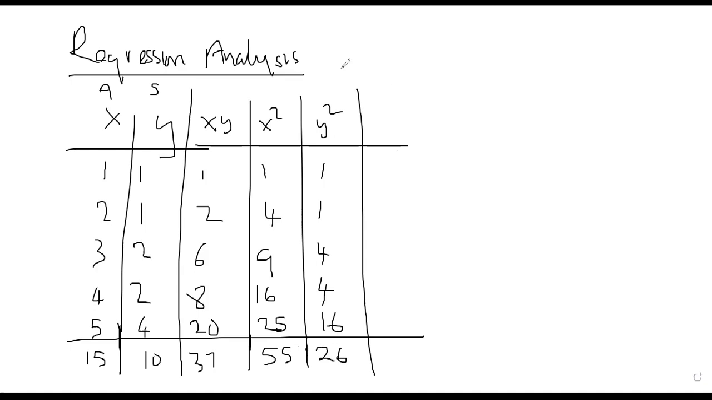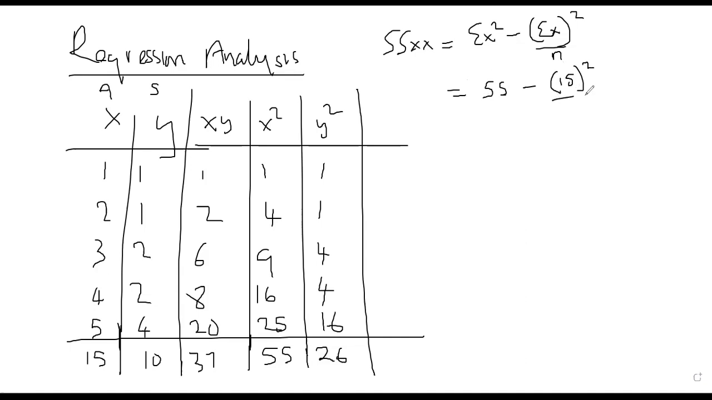So we can find now the sum of squares. So sum of square XX. Summation of x squared minus summation of x to the power 2 over n. What is x squared? 55. Summation of x is 15 squared. The n is 5 there, since we have 1, 2, 3, 4, 5. So n is 5. So this is SSXX, just on the x's alone. So here you're going to 55 minus 45, which is 10.